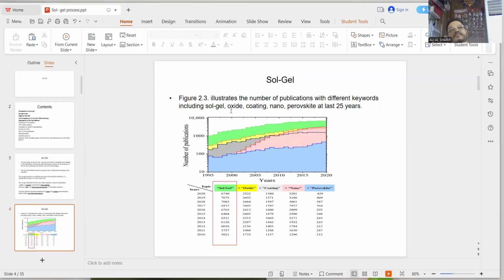Here is this picture, it's more specific, illustrating to us how much sol gel publications increased. In the last 10 years, from 2010 to 2020, the publications increased to more than 1,500.